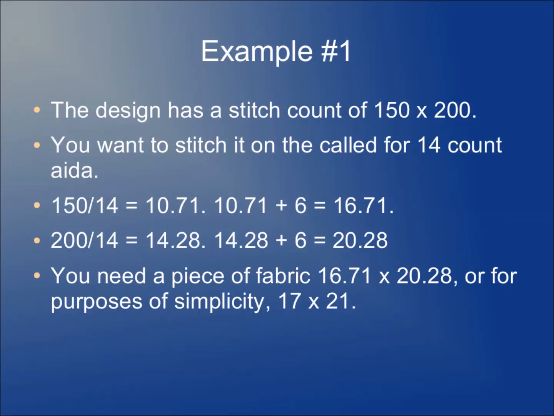So we're going back to our first example, and we're going to do the math exactly the same way. Take each side of the stitch count, divide it by 14, add 6 to each number, and that is the size of your fabric. If you're working with a different size linen, if you're working with 32 count, 36 count, 40 count, you're going to divide that number in half and use that number for your math. If you're working with 32, you would divide by 16. If you're working with 36, you would divide by 18. If you're working with 40, you divide by 20. And the math is always the same.